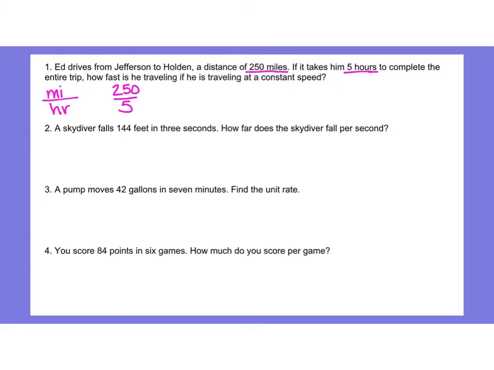Notice how I am writing the fraction with my units first, and then I'm writing it with my numbers associated with those units. To make sure that I am writing it the way that I should be writing it, I am lining it up with miles to hours, 250 to 5. Next, we can find our unit rate by dividing our numerator by our denominator.